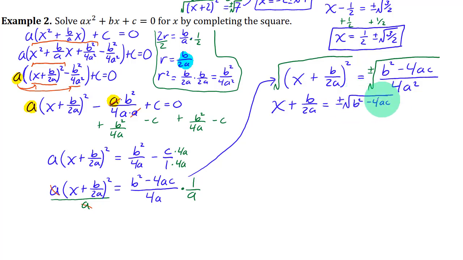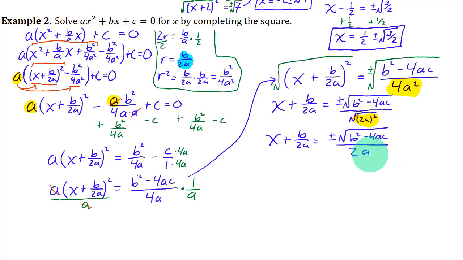In the top, you have these different terms, and the square root doesn't distribute over those. But in the bottom, you just have 4 times a squared. That's the same thing as 2a quantity squared. That 4a squared there is just equal to squaring 2 times a, because you do 2 squared and a squared. So those square roots just cancel out, and this just ends up being x plus b over 2a equals the plus or minus square root of b squared minus 4ac. And in the bottom, you just have 2a.